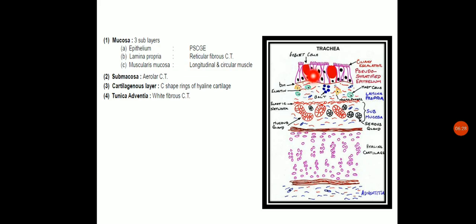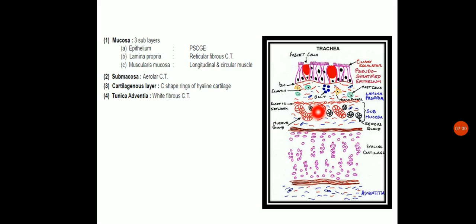So we have mainly 3 layers in this mucosa. The first layer is the epithelium made up of PSCGE, that is pseudo-stratified ciliated glandular epithelium. Just below this we have another layer, the lamina propria, which is made up of fibrous connective tissue and consists of cells like mast cells. And the last one is the muscularis mucosa.